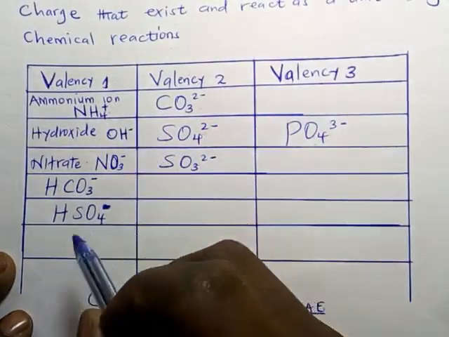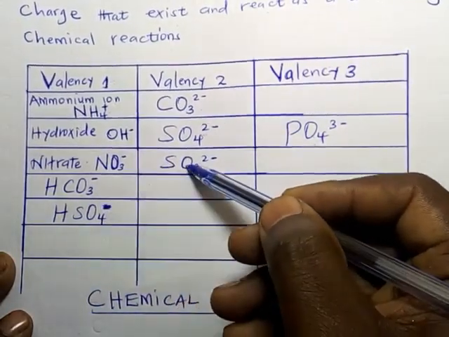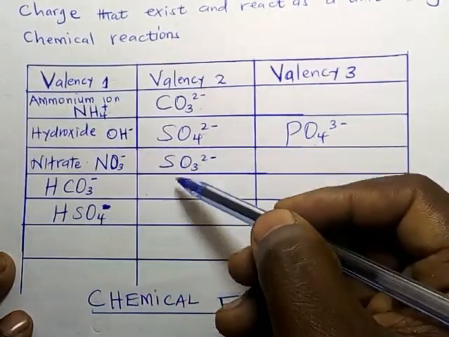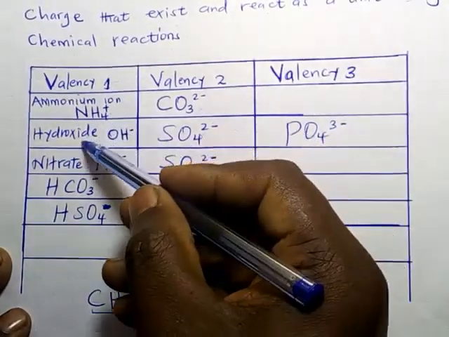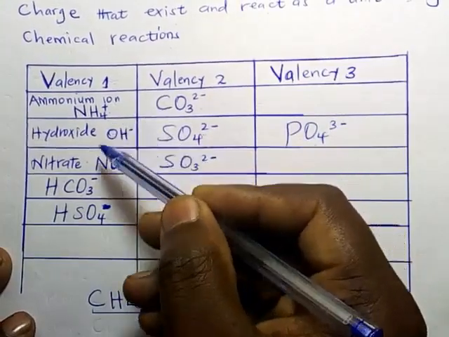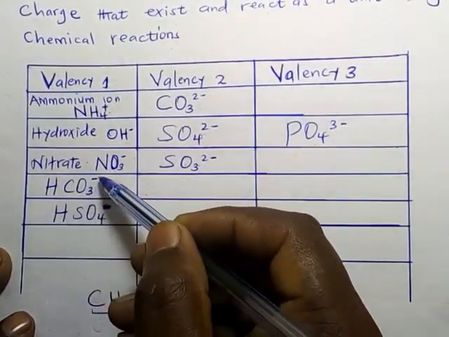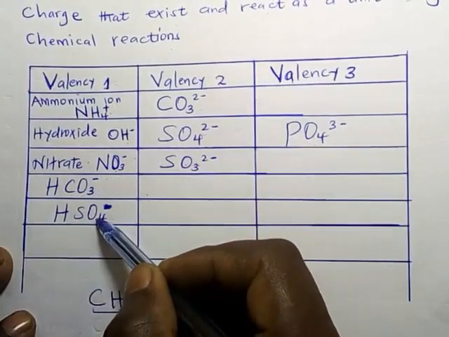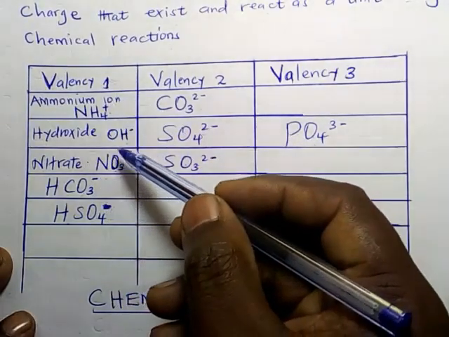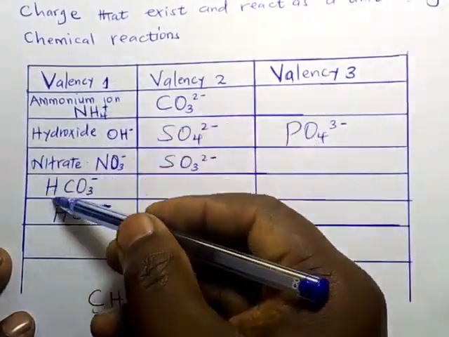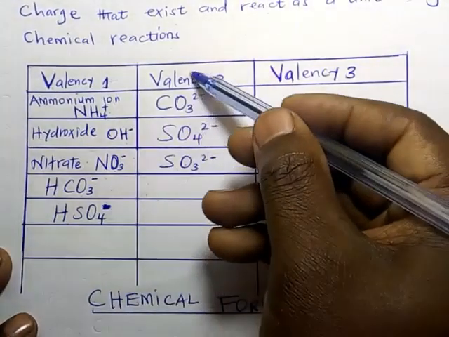This one you must memorize, you must understand, you must read them regularly. Read it twice, thrice, four times, and these things shall get into your system. So once you know that hydroxide ion has a valence of 1, nitrate ion has a valence of 1, hydrogen carbonate has a valence of 1, hydrogen sulfate has a valence of 1, then you will be able to see the way we are going. This is very helpful in writing chemical equations or formulas.